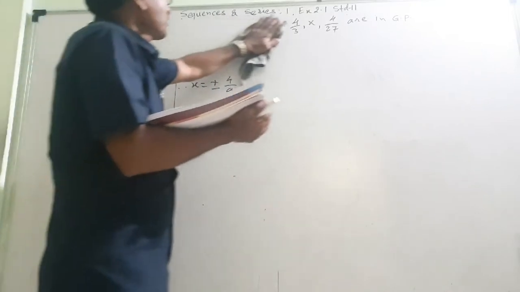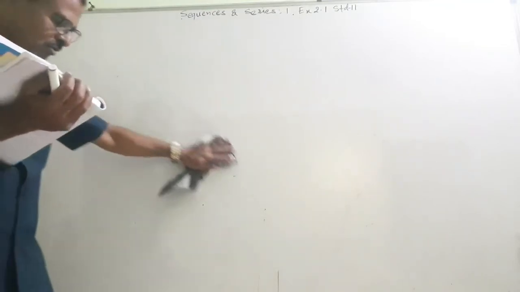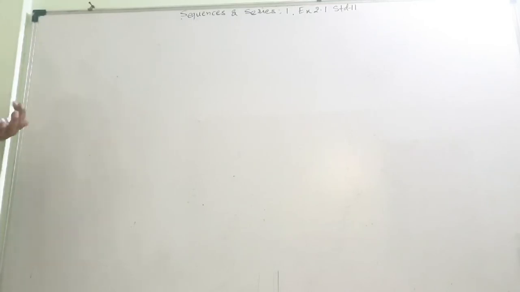So now question number 4. For 4 marks, a fifth question will be asked. The question we have done is for 2 marks. And now a 4 mark question. Pay attention to this.